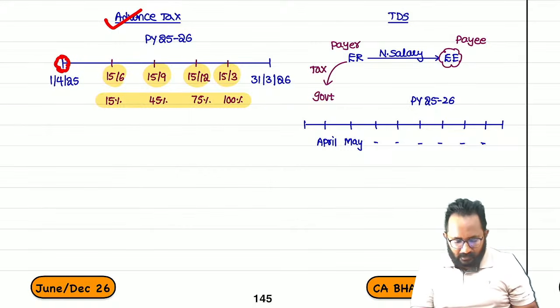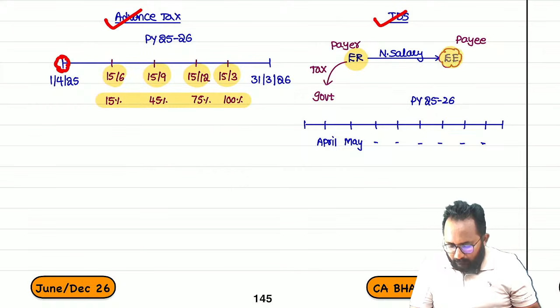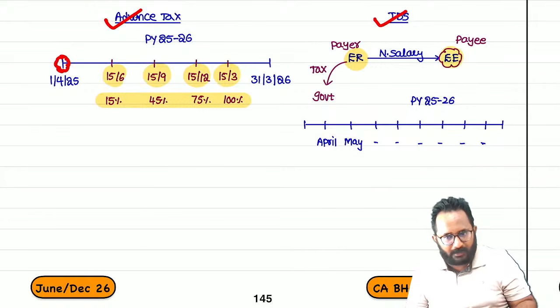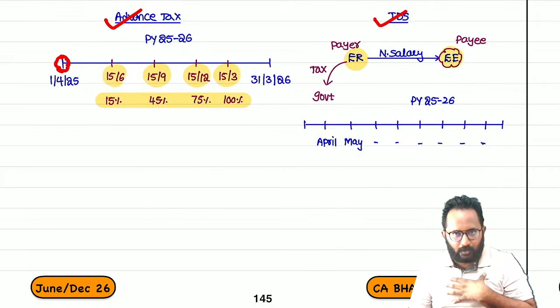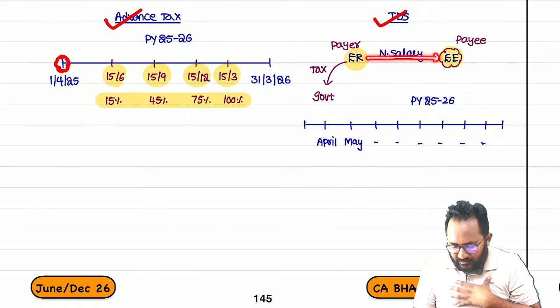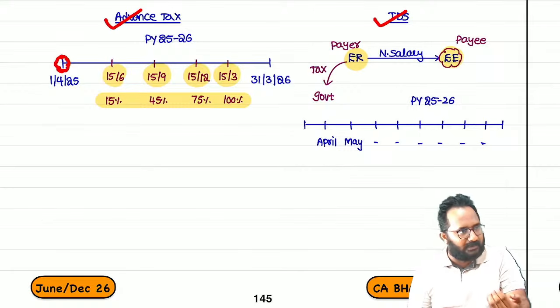Okay, next coming to the TDS concept and TCS concept also. Example you can imagine. Who will give the income to whom? The employer will give the income to the employee. Now, will he give the total salary or, after deducting the tax, will he give the net salary? After deducting the tax, only the net salary he will give.